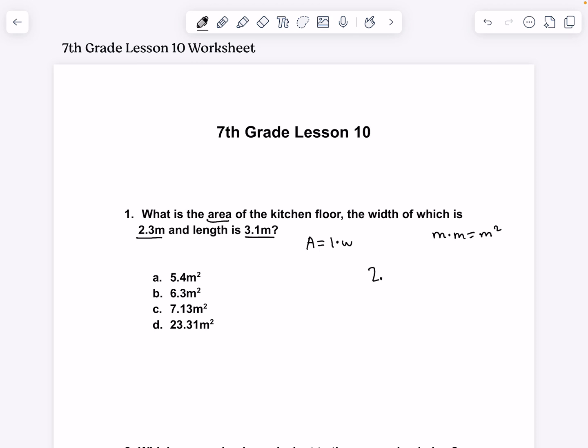So we do 2.3 times 3.1, and that would give us 7.13, and then our units is meters squared, so 7.13 meters squared is C.